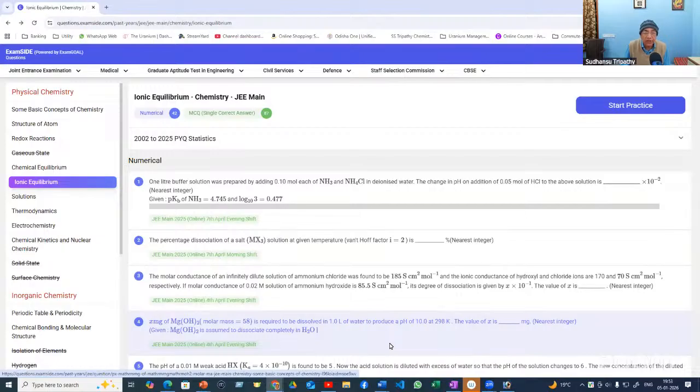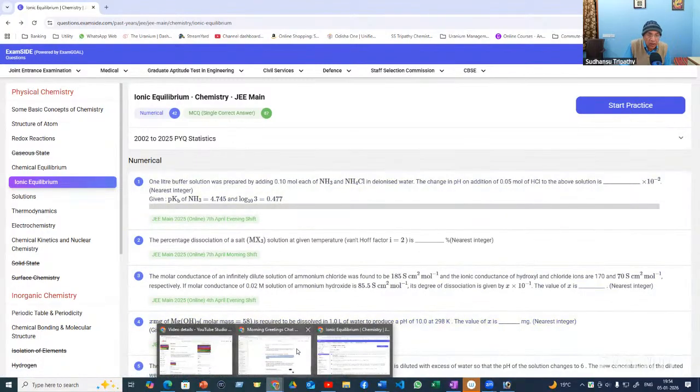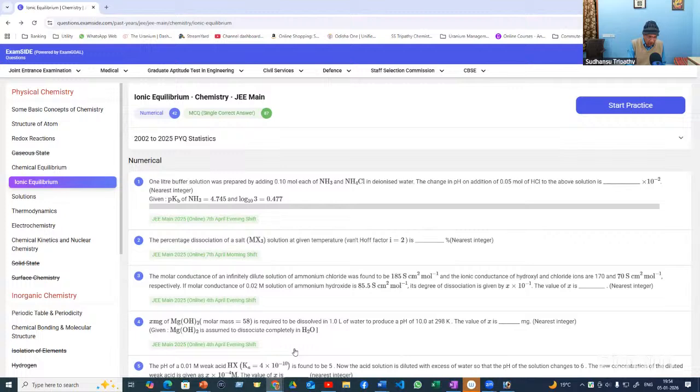2025 JEE Main. 1 liter of buffer solution was prepared by adding 0.1 mole of each of ammonia and ammonium chloride in deionized water, means pure water. The change of pH on addition of 0.05 mole of HCl to the above solution is dash times 10 to the minus 2, and the dash would be a nearest integer. So let us do it.